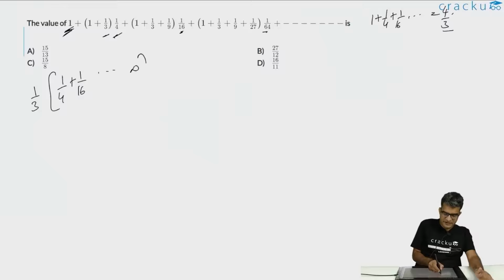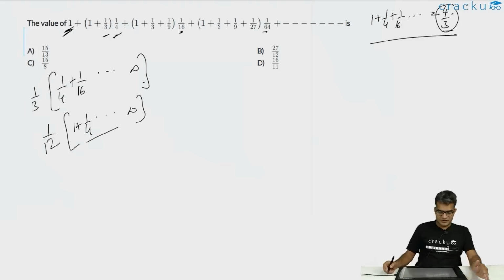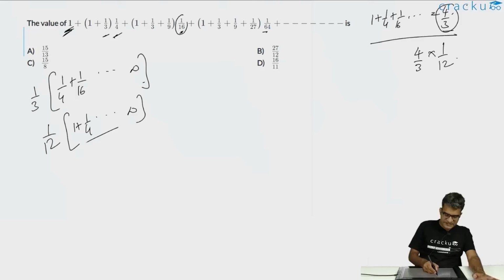So if you take 1 by 4 also out, you will get 1 by 12 into our original sum. This is 1 plus 1 by 4 plus dot dot dot till infinity, which is equal to the same number 4 by 3. So the contribution of 1 by 3 will be 4 by 3 into 1 by 12. Now the contribution of 1 by 9, we start off with 1 by 16 over here.